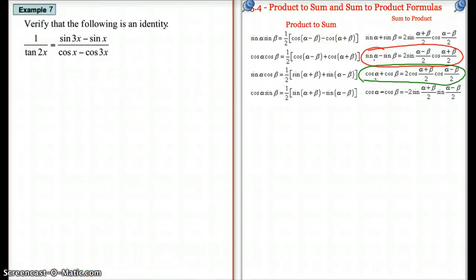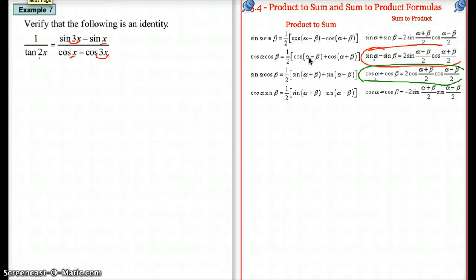So let's take a look at example 7. So we have something similar. Once again, notice the similarities. We have 3x and 3x, and we have x and x. So if we use the sum and difference formulas, the product to sum to product formulas, we'll have similar alphas and betas, and we might end up being able to cancel again. Okay, keep in mind our goal actually is tangent of 2x. So let's give this a shot, see if it helps us.